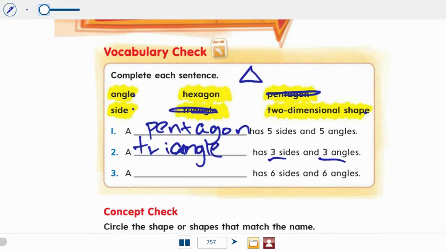All right, so I've used triangle. Do you notice that I'm crossing these off as I do this? This is a great skill to practice when you're taking a test. If you've used something and you're not going to use it again, cross it off because we don't need to have it up there anymore.